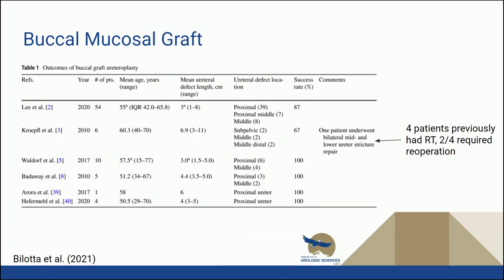Looking at a systematic review by Bellotta et al., buccal mucosa grafting had pretty good outcomes as well, anywhere from 67 to 100% success rate. The 67% success rate included only four patients. Most of those patients actually had radiation therapy requiring reoperation, so radiation therapy alone can be a factor attributed to poor success here.